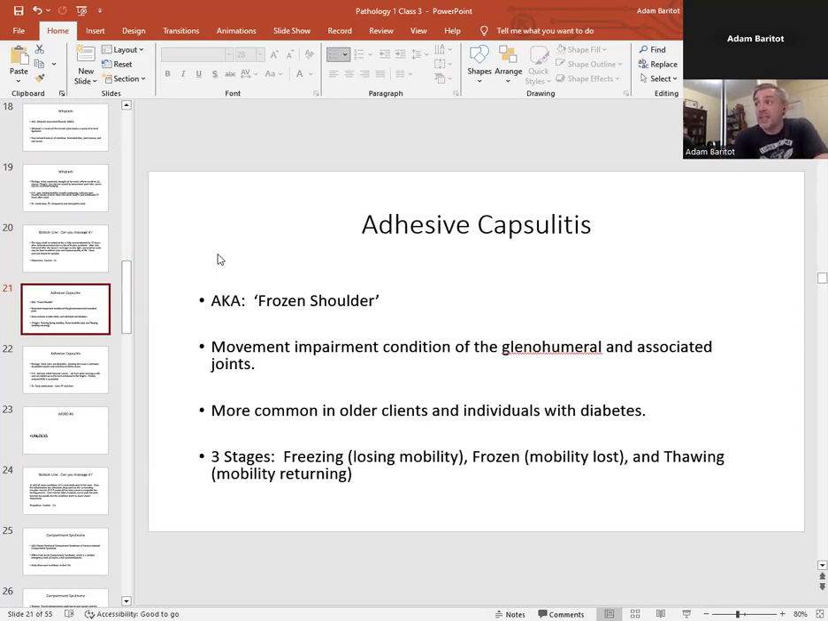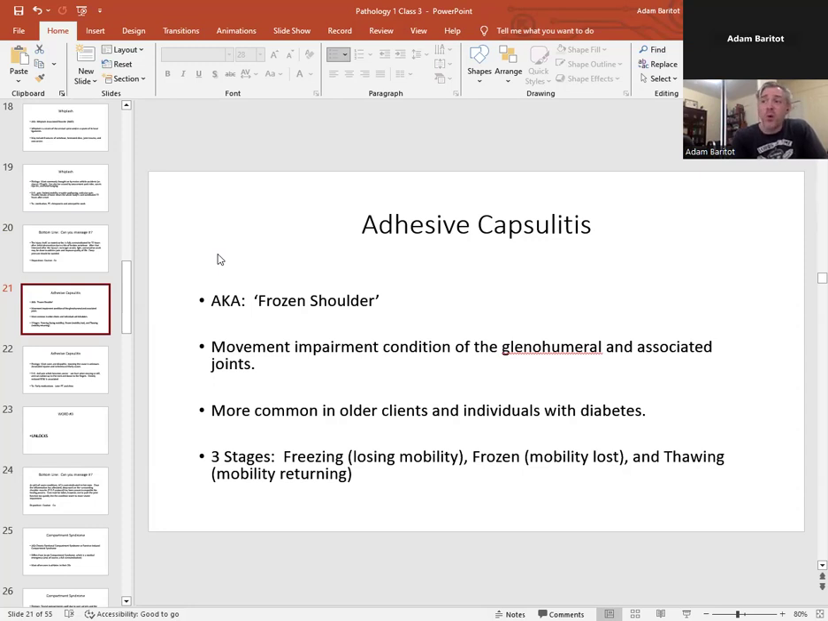Next condition along is adhesive capsulitis. You may have heard of this in other classes or from your own life. This condition is also known as frozen shoulder. What can happen with the glenohumeral joint, where the humerus here inserts into the glenoid cavity, is when there's an injury, you may develop specific adhesions around that joint capsule. This can lead to the joint not moving as freely as well. This is a movement-impaired condition of that joint and possibly the scapulothoracic joint with it.